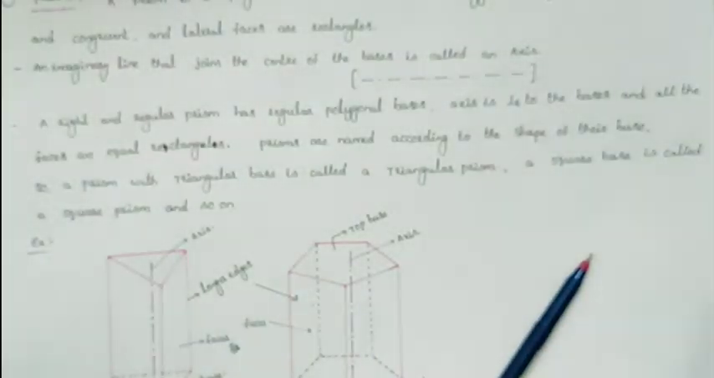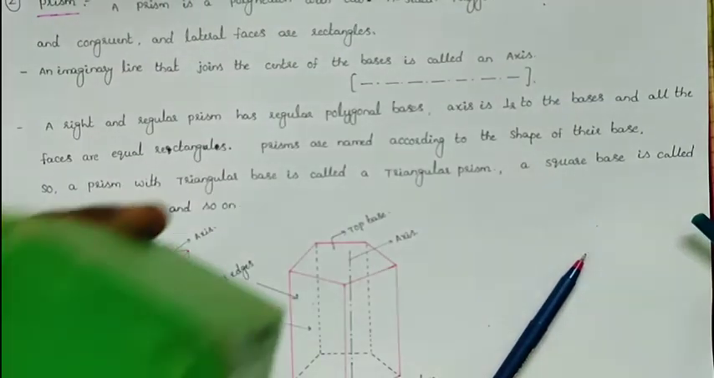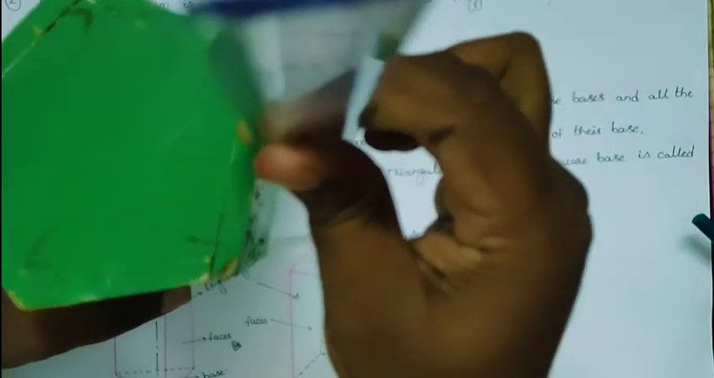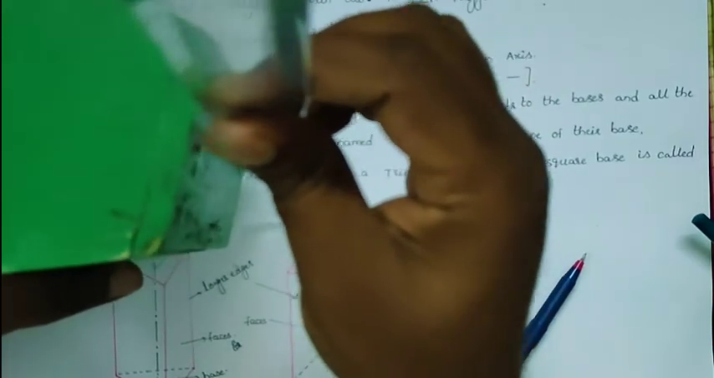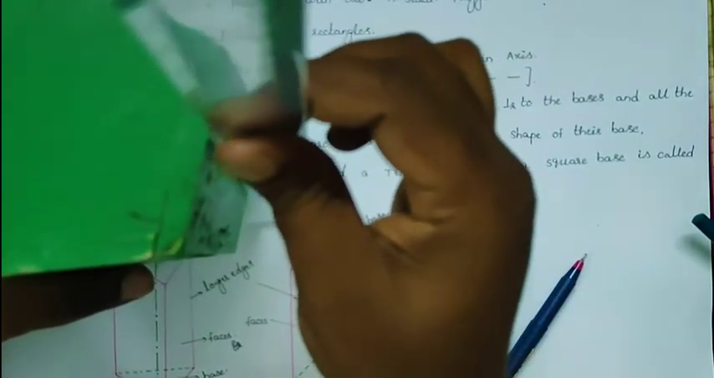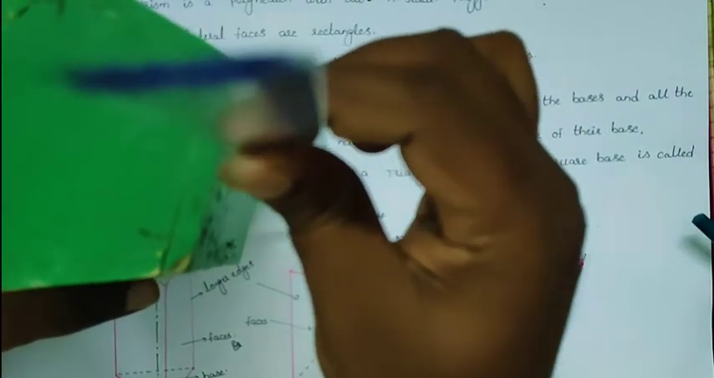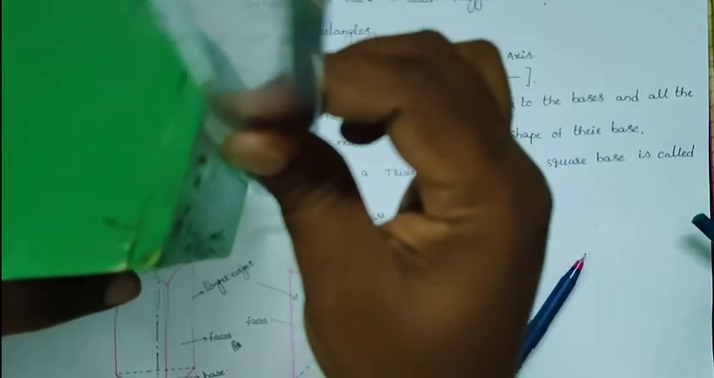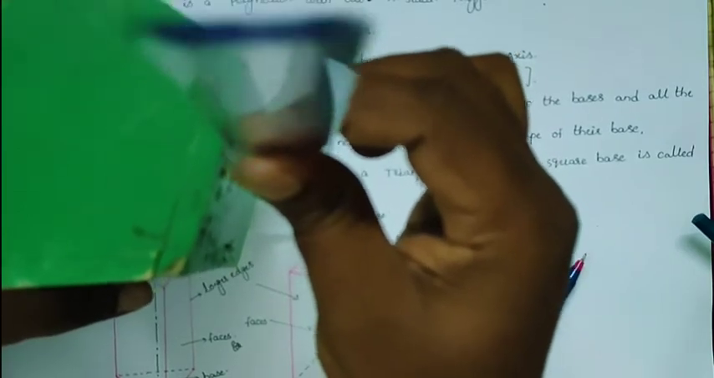Here, suppose an imaginary line passes through the prism between the bases, then it is said to be the axis. The axis line is always drawn from the center of the bases. From the center of the bases, we draw the imaginary line which passes through the center of the base. That imaginary line we can call the axis.